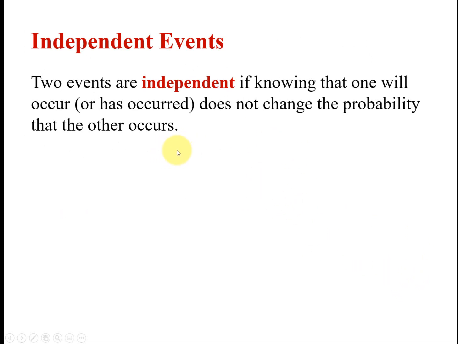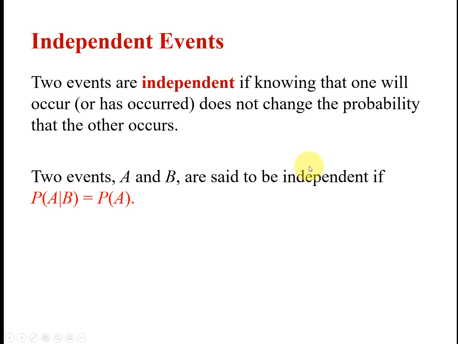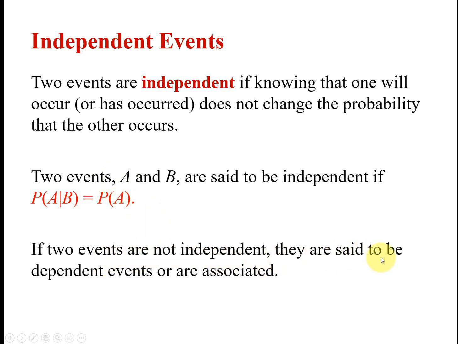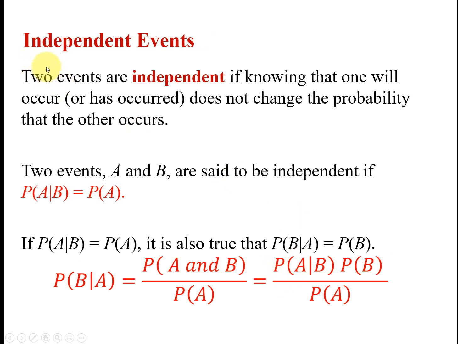So, independent events. 2 events are independent if knowing that one will occur or has occurred does not change the probability that the other occurs. So 2 events A and B are said to be independent if probability of A given B equals the unconditional probability of A. If 2 events are not independent, they are said to be dependent events or are associated. Independent events: these 2 events are independent if knowing that one will occur or has occurred does not change the probability that the other occurs. Just previously said that.